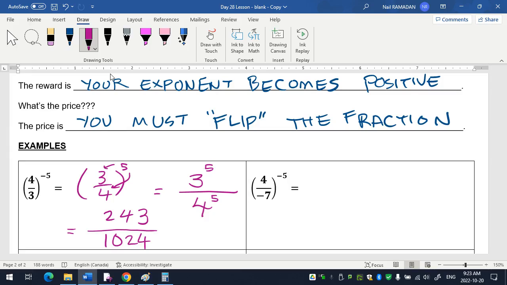Yeah, 4 divides 1 and 2 and 4. Guess what? 7 does not divide any of those but 1. So we're done. Okay, what do I do with the power? Sorry, what do I do with the fraction first? Flip it.